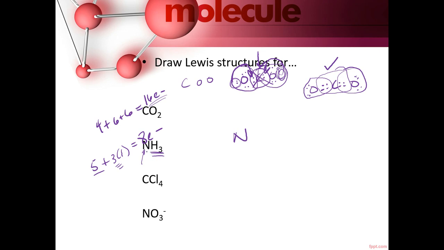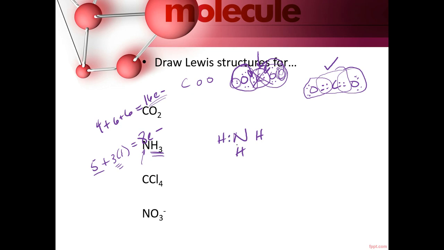Nitrogen has 5 valence electrons. That means that he has space to make 3 bonds. Hydrogen, even though he only has 1 valence electron, only can make 1 bond because he only has that first energy level. So we're going to put nitrogen in the middle. Hydrogen goes around the outside. Hydrogen never, ever will go in the middle.